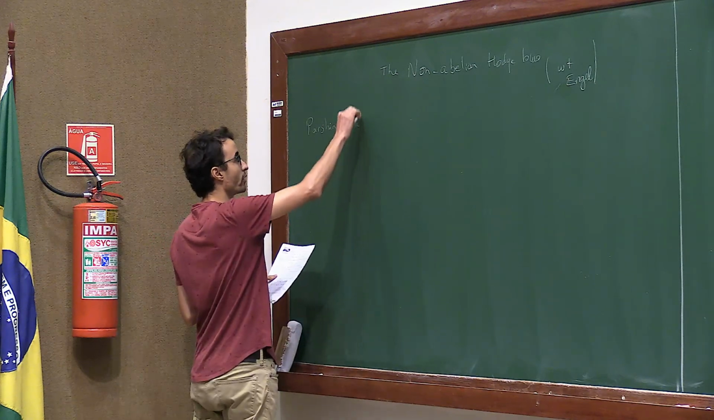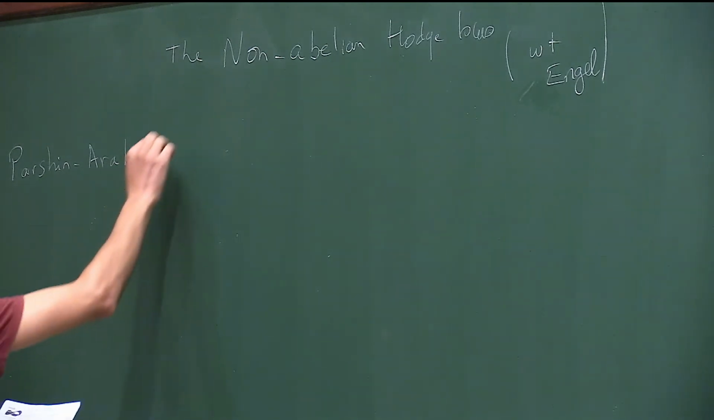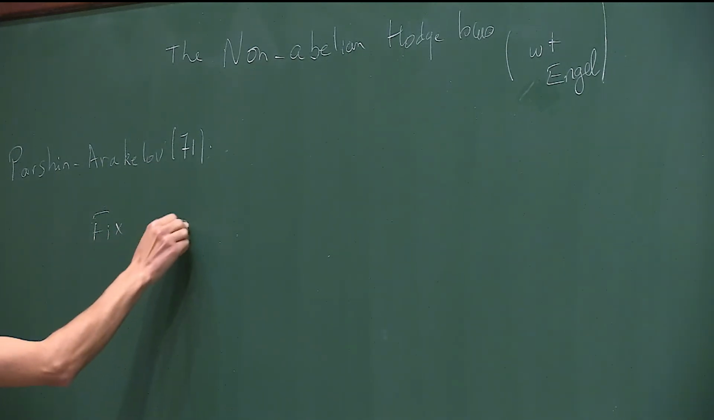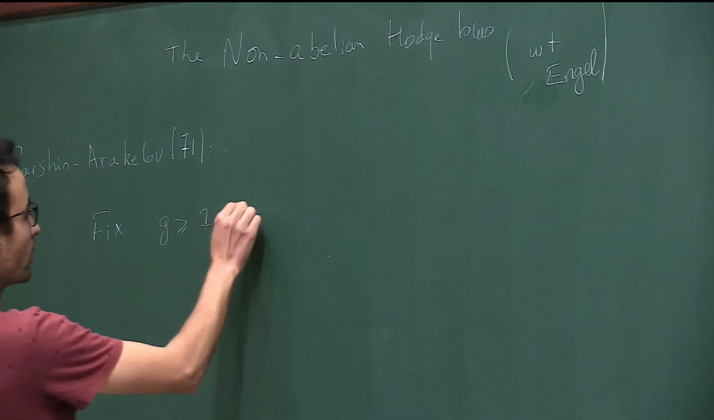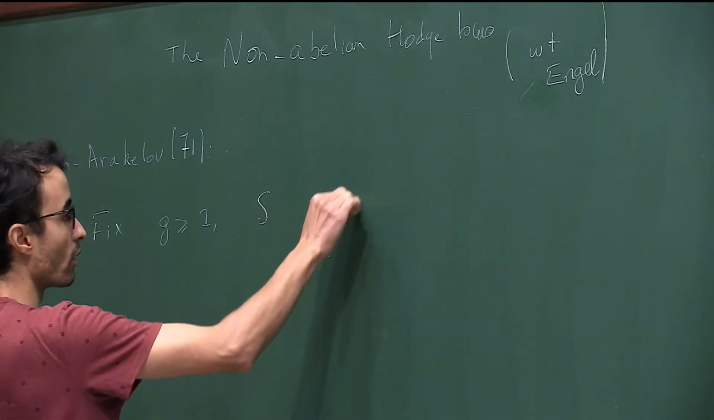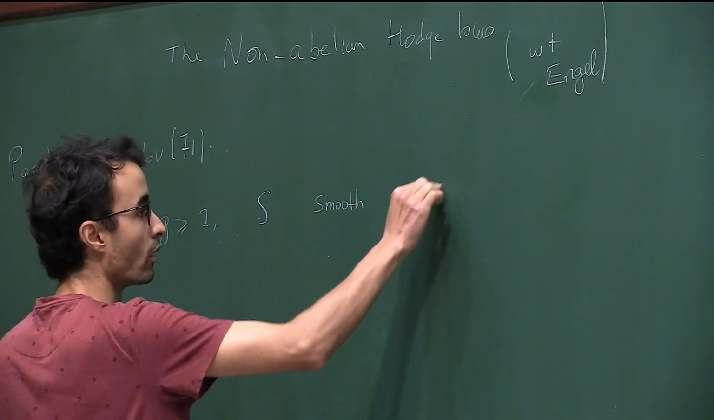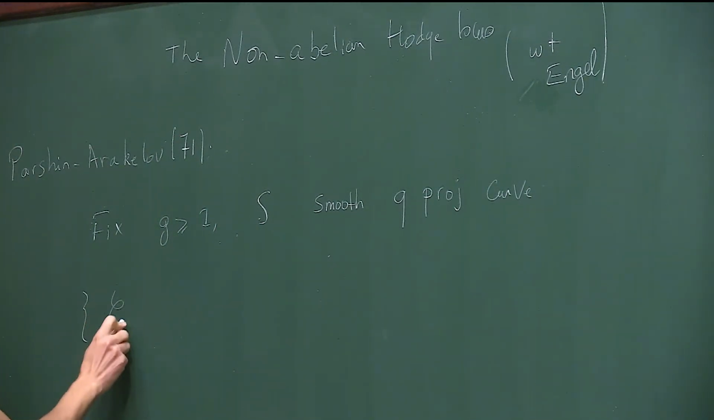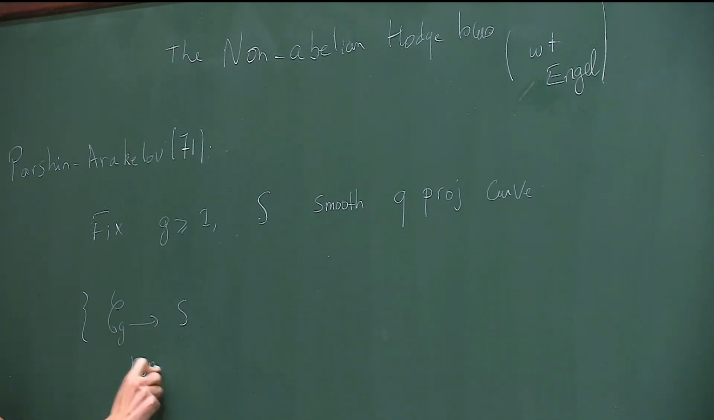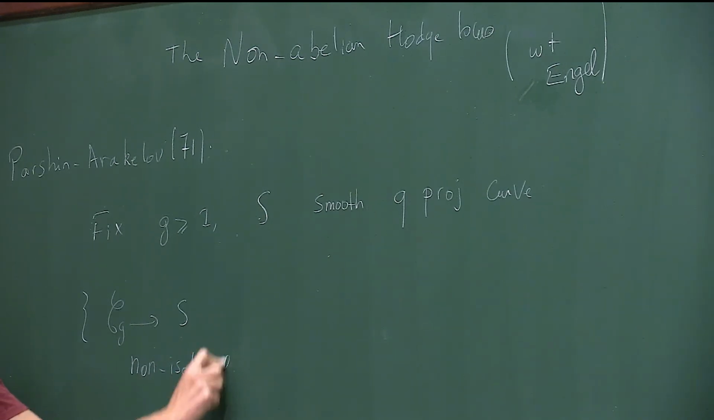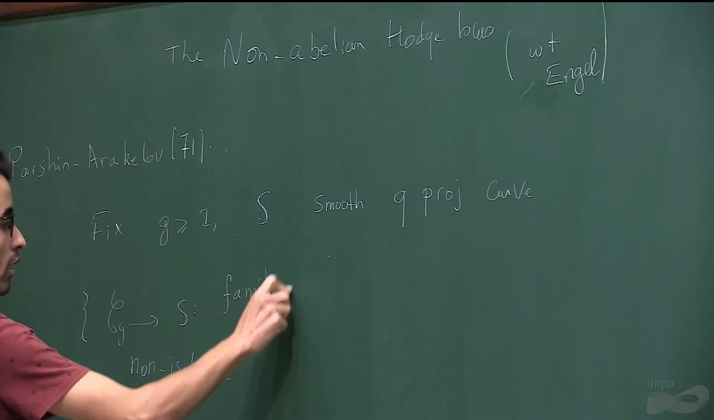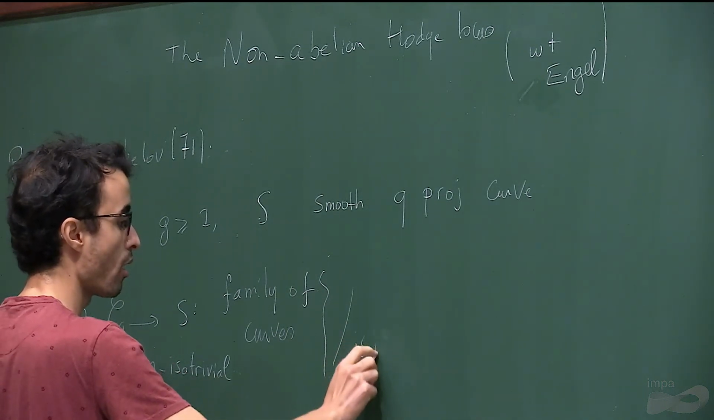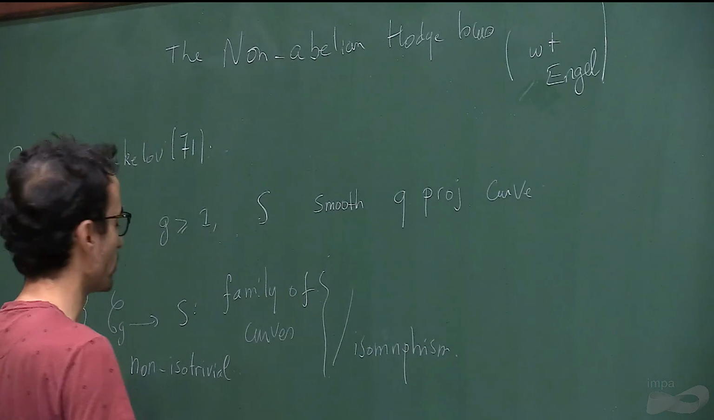A classical theorem due to Parshin and Arakelov from the 70s states the following. If you fix an integer g bigger than 1 and S a smooth quasi-projective curve, then there are only finitely many families of curves of genus g, which are non-isotrivial. This is a family of curves, so smooth projective, up to isomorphism. So this set is finite.